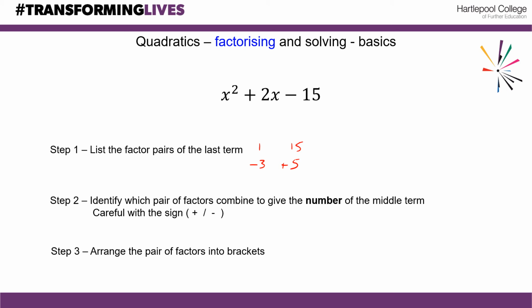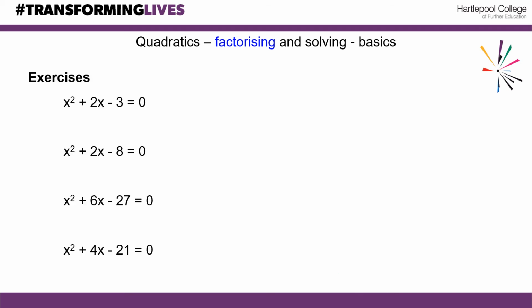So arrange the pair of factors into brackets. Got x in the front of both, minus 3 and positive 5. And again, just to be clear, if we'd written that the other way around and said x plus 5 in one and x minus 3 in the other, doesn't matter, that's fine. Still be correct. Okay, so some questions on the board. Pause the video, attempt the questions, and then I'll talk through some answers, see how we got on.